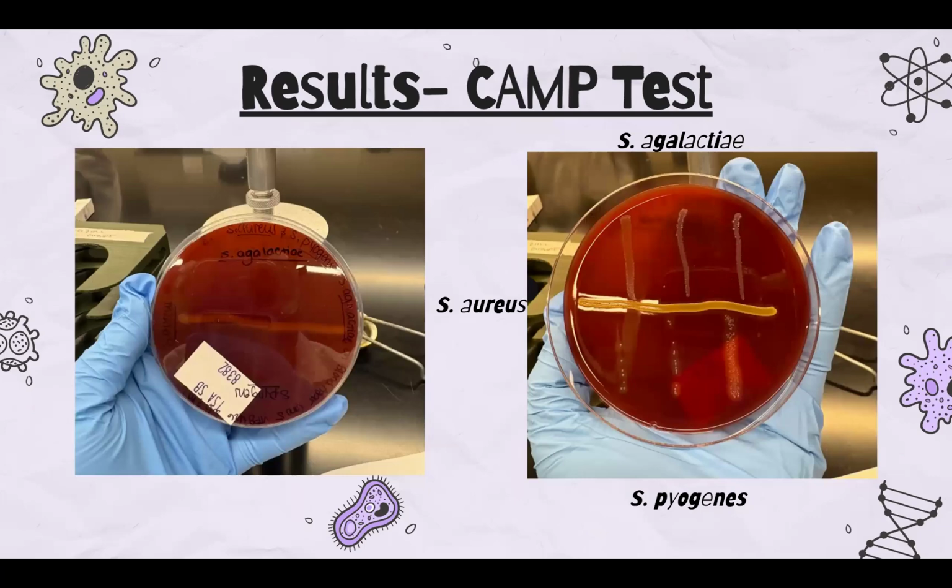Now for our CAMP test, all cultures showed visible growth, but as you can see in the middle, there was a distinct glow, which indicates enhanced hemolysis, noted on the S. aureus streak area, indicates synergistic hemolysis and positive CAMP factor.